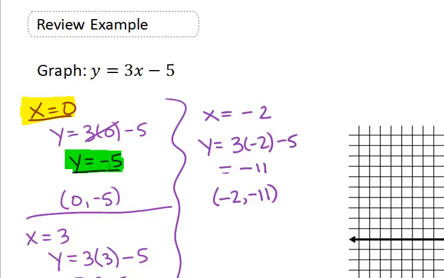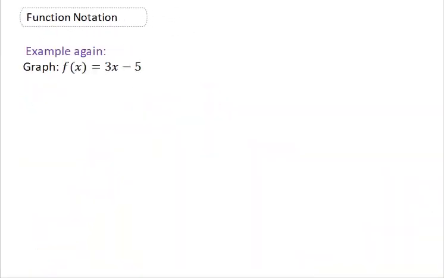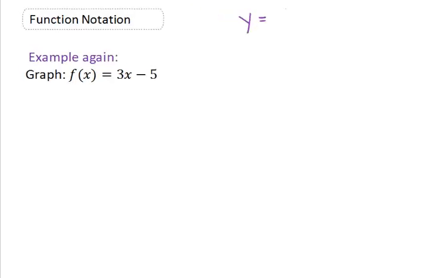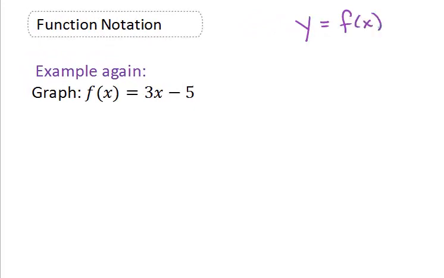So what they did was they invented a notation to relate these two statements. Instead of using y, they're going to use f of x instead. It looks like f times x, but the way that we say it is f of x. So in our examples, they can be written as y equals our mathematical statement, or if we're trying to graph things and in other places, we might also see this function notation. f of x is equal to our statement.